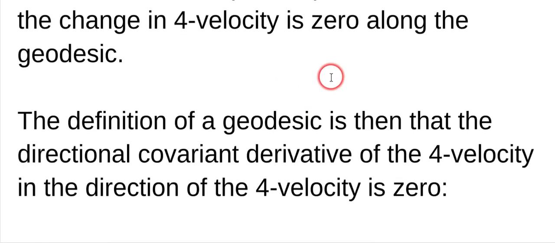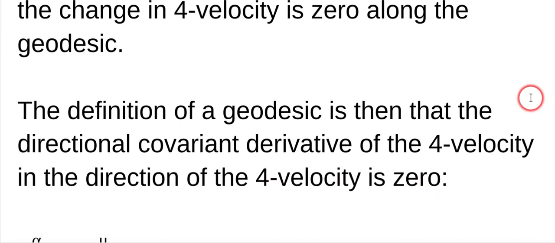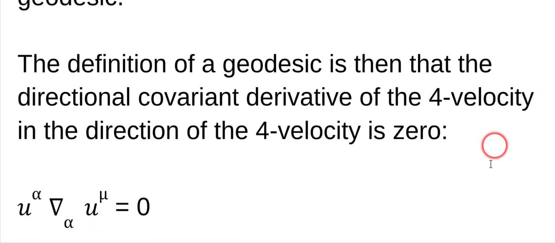All right, so that makes the definition of geodesic then the directional covariant derivative, that's what we've been talking about, of the forward velocity in the direction of the forward velocity is zero. So we take that gradient equation we saw above and we change it to this. So these are the components of the forward velocity times the covariant derivative of the components of the forward velocity, right? So this is the covariant derivative of u mu with respect to the coordinate alpha times the component u alpha. That's what that means.